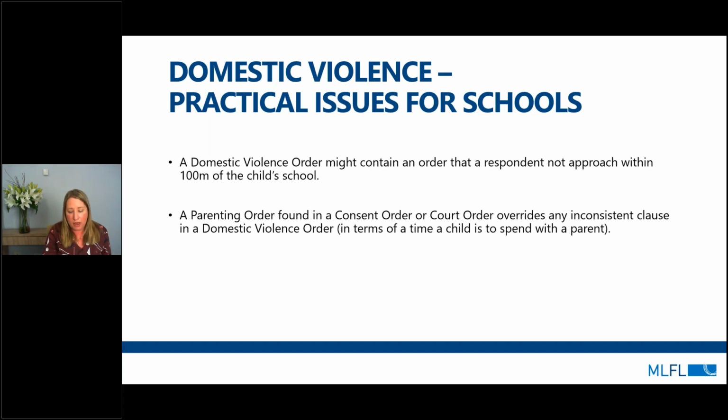Also, a parenting order found in a consent order overrides any inconsistent clause in a domestic violence order. What that means is if a school's given two orders, one's a protection order and one's a parenting order, and the parenting order is made after, in time, the domestic violence order, then that parenting order overrides any inconsistent clause in the domestic violence order.